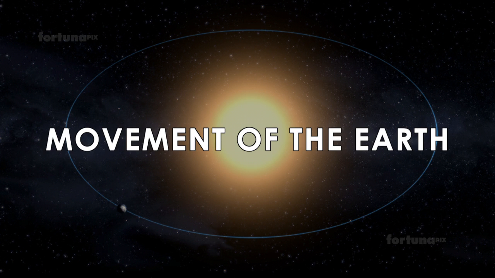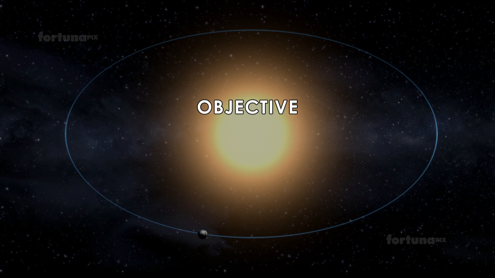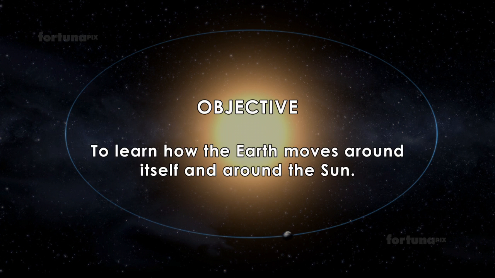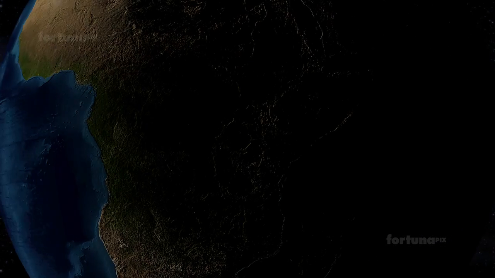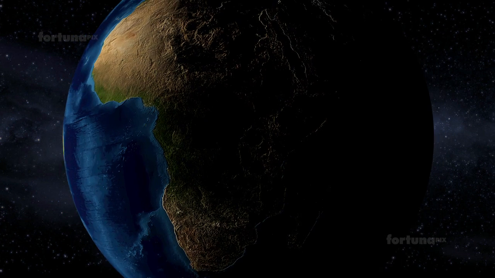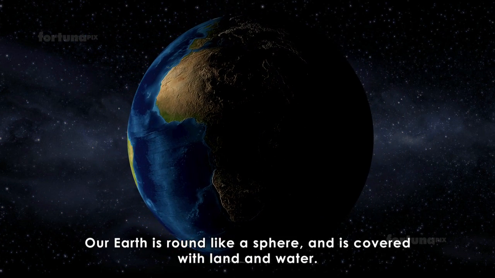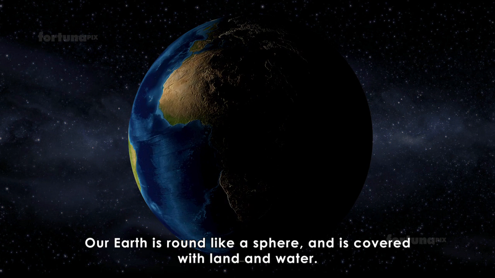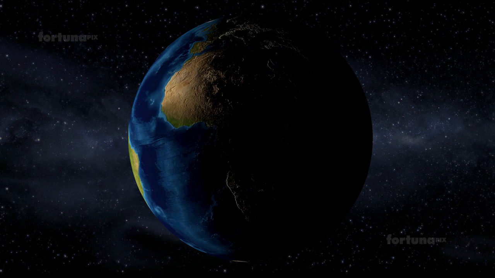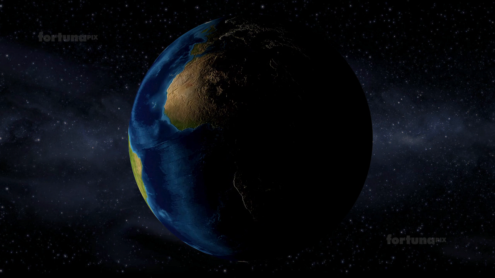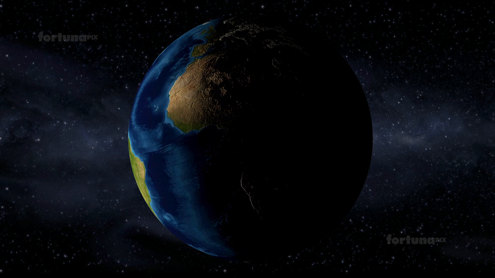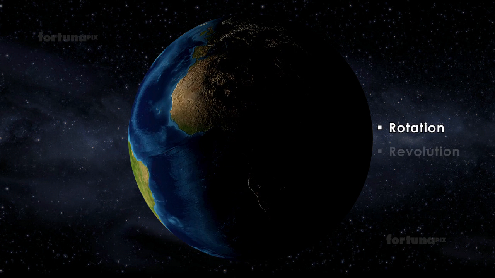Movement of the Earth. Objective: to learn how the Earth moves around itself and around the Sun. We live on the planet called the Earth. Our Earth is round like a sphere and is covered with land and water. The Earth keeps moving all the time. It has two different types of movement, rotation and revolution.